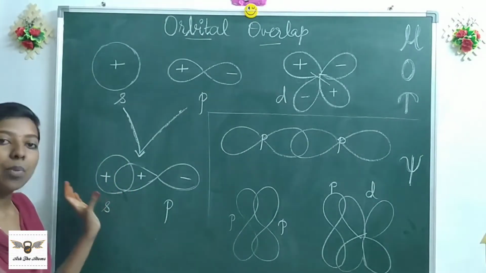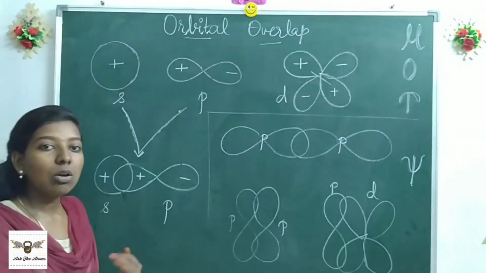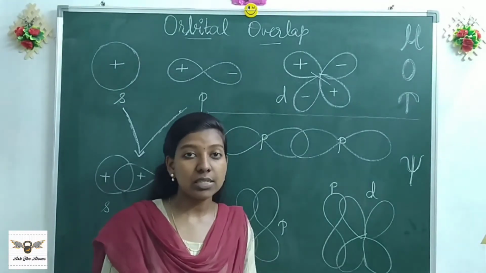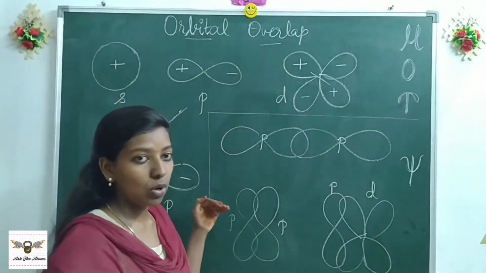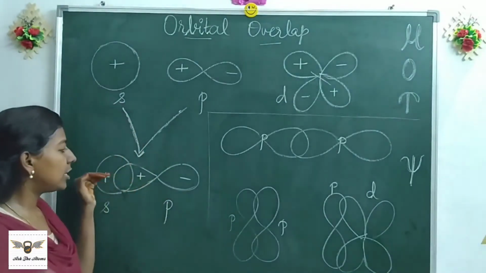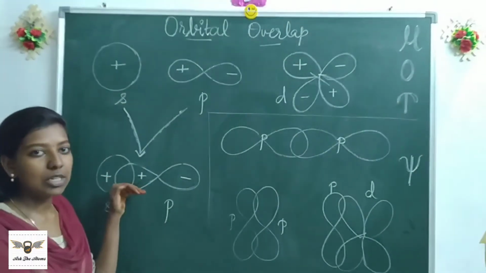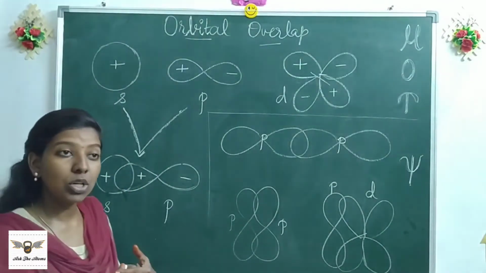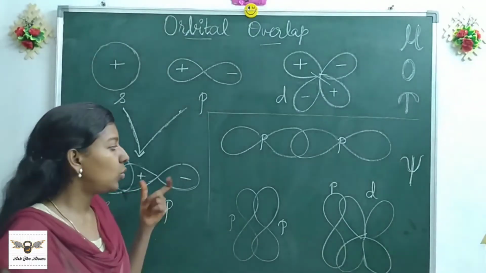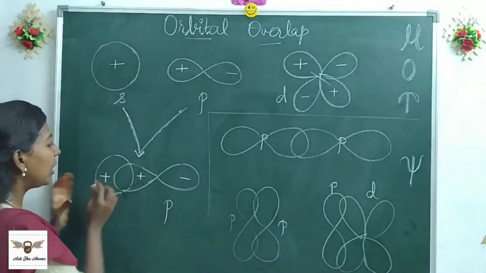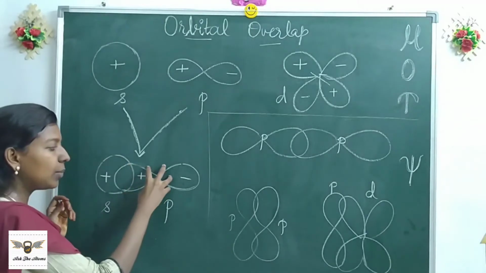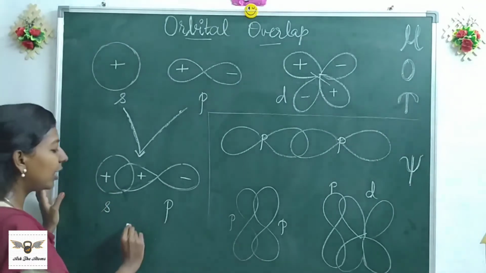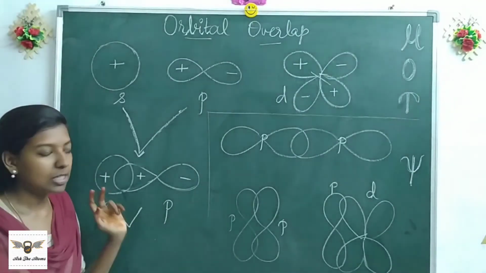This is the only possible and effective overlap according to the rules of physics, constructive interference and destructive interference. The same thing is followed here. When positive and positive signs overlap, you get a constructive interference. If positive and negative signs overlap, it's going to be a destructive interference. We don't want that to happen. The other way, I can keep this sphere in the middle, but that again would give some negative interference. I don't want that. So this is the best method to overlap an s and a p orbital.